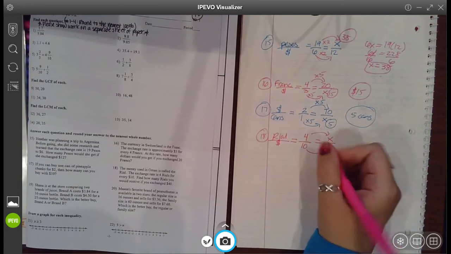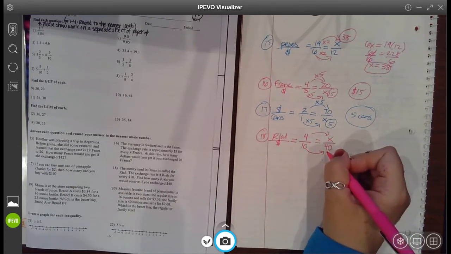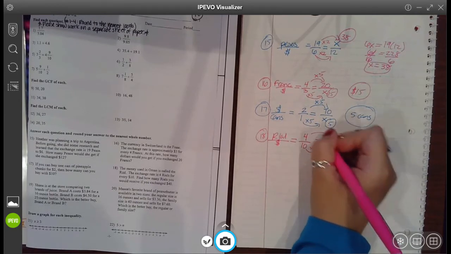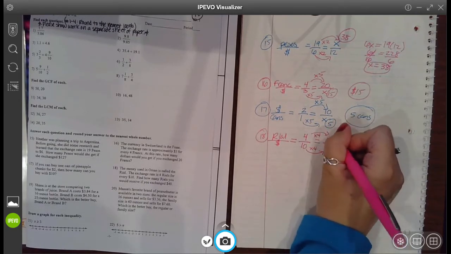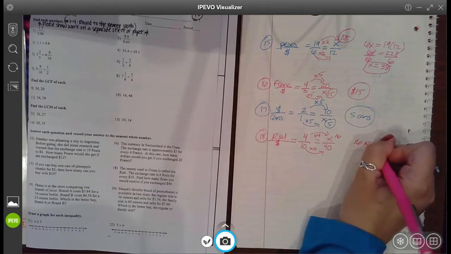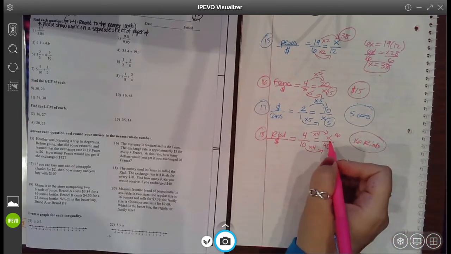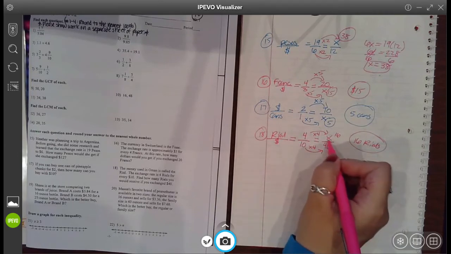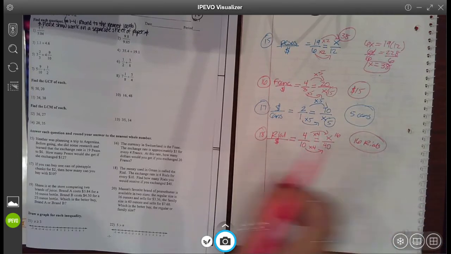So move towards that. Can you go from 10 to 40? Yes, you can if you do 10 times 4. So do 4 times 4 and you get 16. So 40 bucks is equal to 16 rials. And always double check, is that what they were looking for? Yeah, they were looking for how many rials. And so that's where my unknown was. The unit was rials.